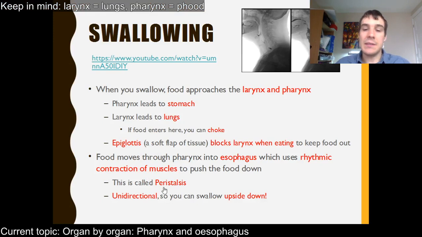That's peristalsis. This is unidirectional. You can swallow upside down if you've ever tried it. Just do a handstand against the wall or something, and then take a swig from a water bottle. It'll still get to your stomach. It's very cool. So that's peristalsis. You need to know about the epiglottis. You need to know the difference between the pharynx and the larynx, and just remember larynx is lungs, pharynx is food.